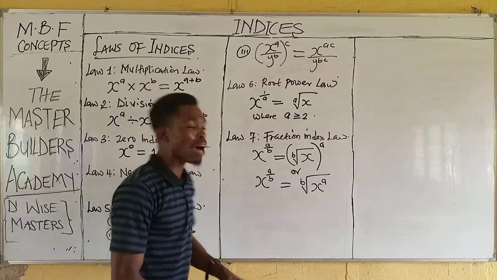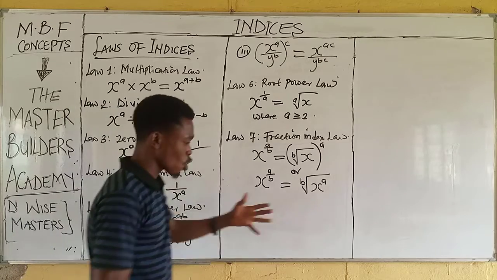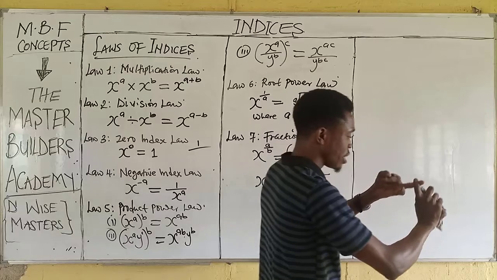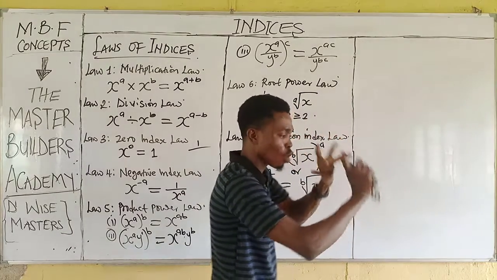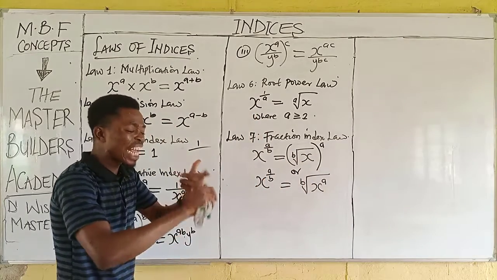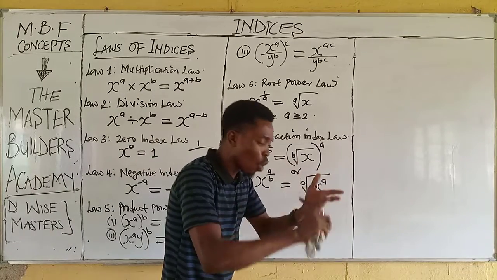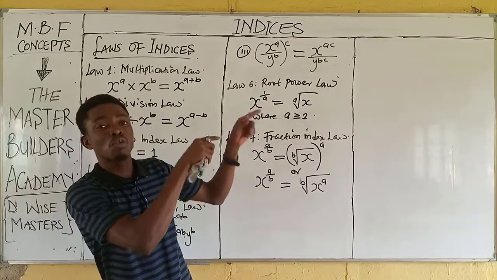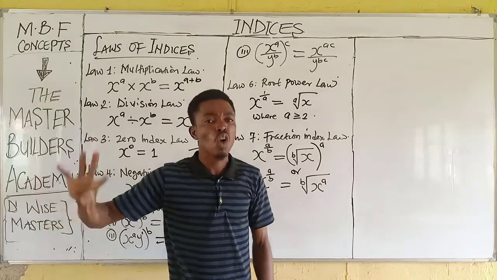And generally, these are what you need to know about the laws of indices. So number 1 is the multiplication law. Number 2 is the division law. Number 3 is the zero index law or zero power law. Number 4 is the negative power law. Number 5 is the product power law. Number 6 is the root power law. And number 7 is the fraction power law. These are the 7 laws of indices.